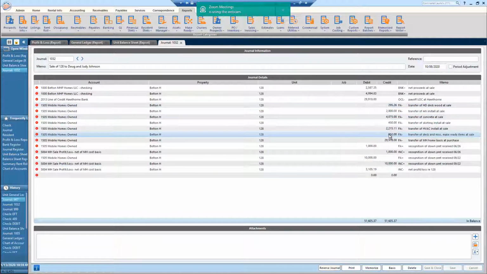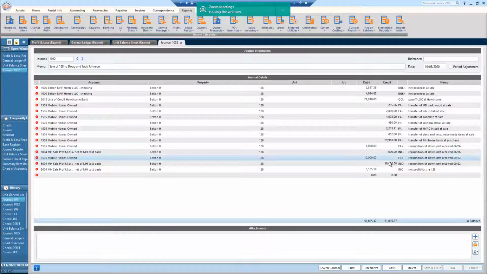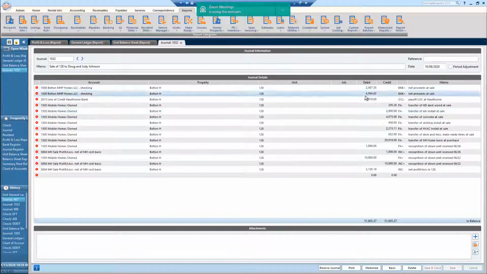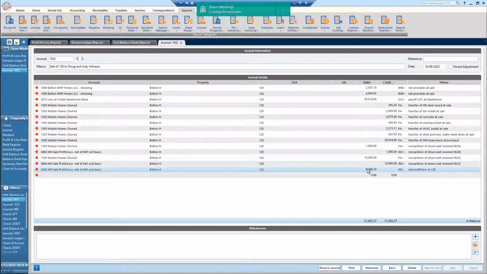Deck wood, transfer of deck and miscellaneous make ready there. Yeah, really, I think we just probably, we lost it a little bit. These probably sold for a little too cheap, to be honest.